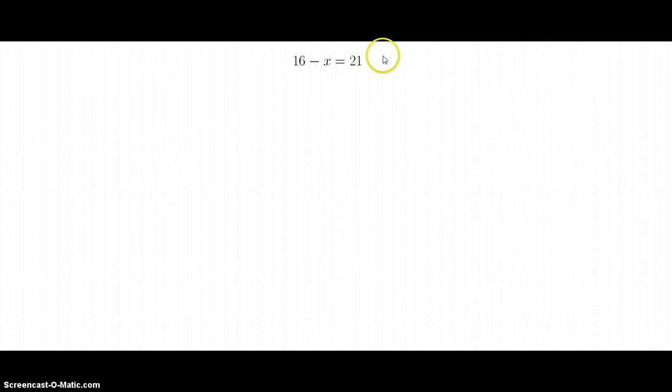If we are given the problem 16 minus x equals 21, we need to solve for x by getting rid of everything that's on the same side as the x. The first thing that we're going to want to get rid of is this 16. So this 16 is a positive 16. We could put a little plus sign right there to remind us that it's positive.